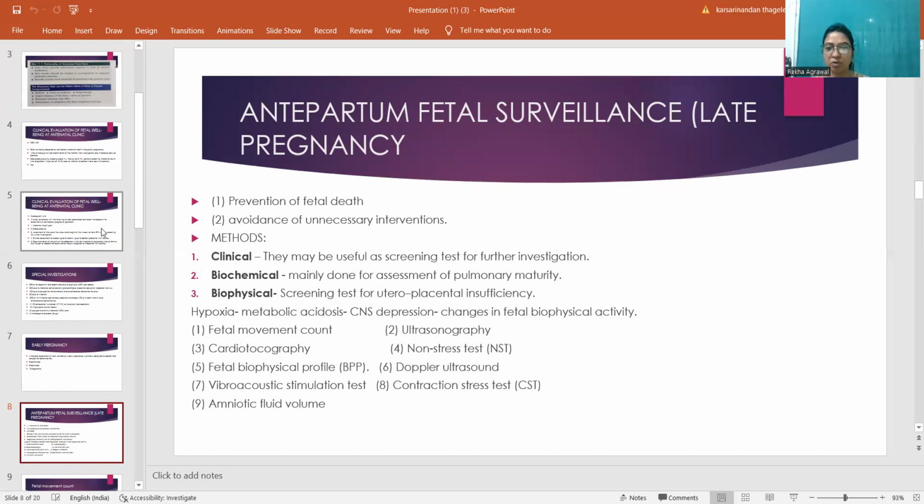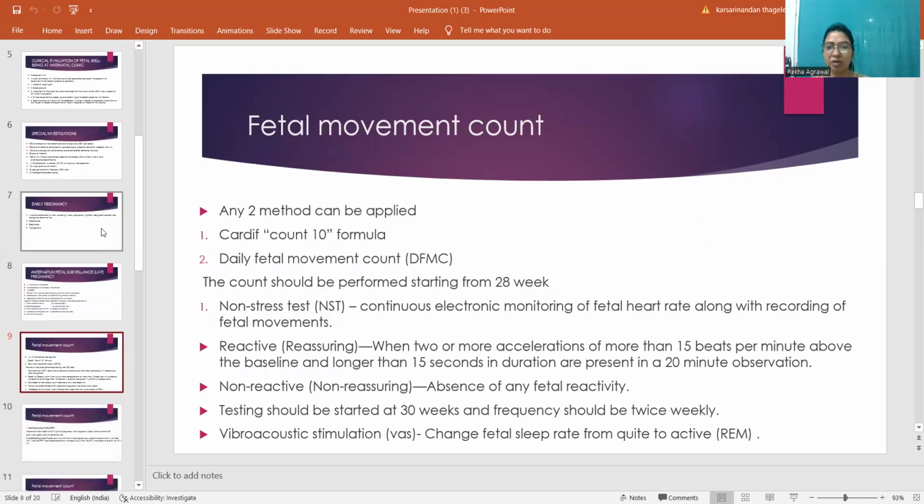Hypoxia, metabolic acidosis, CNS depression, changes in fetal biophysical activity. First is fetal movement count. Second is ultrasonography. Third is cardiotocography, non-stress test, fetal biophysical profile, Doppler ultrasound, vibroacoustic stimulation test, contraction test, amniotic fluid volume. Fetal movement count: any two methods can be applied.